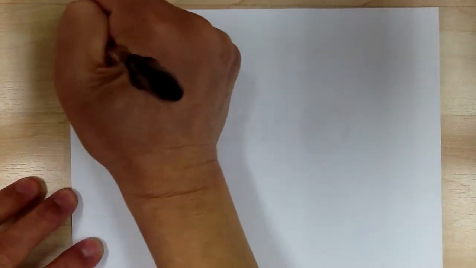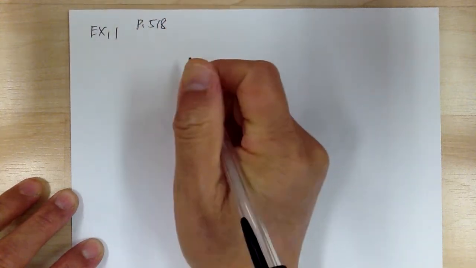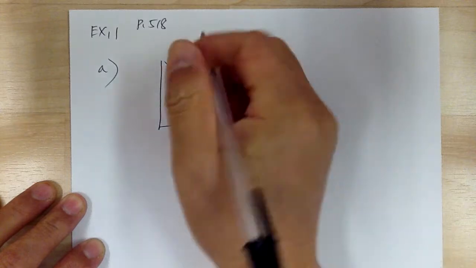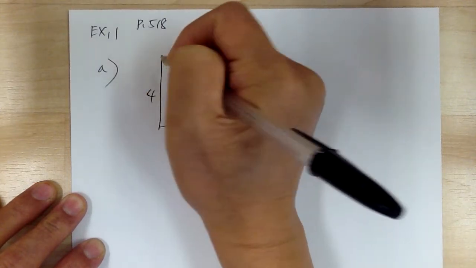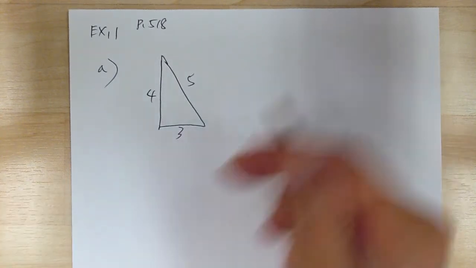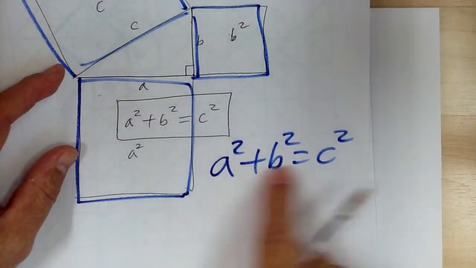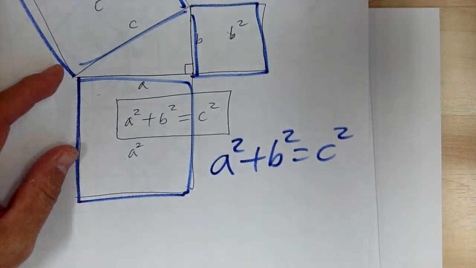So let's look at some examples. Let's go to example 1 on page 518. So A, you have this triangle. You want to check if this is a right triangle or not. Okay, so again, based on this, if it's a right triangle, then this would be true. And if this is true, then it's a right triangle. So you go both ways.